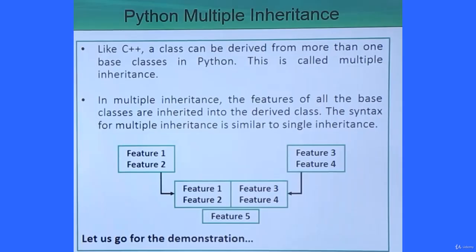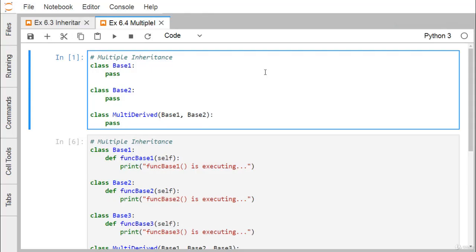So let us go for one practical demonstration to show you how this multiple inheritance can be coded. So here is the demonstration for you. In case of multiple inheritance, we will have multiple base classes and one derived class, and the derived class will be deriving properties, that is the methods and variables, from the base classes.